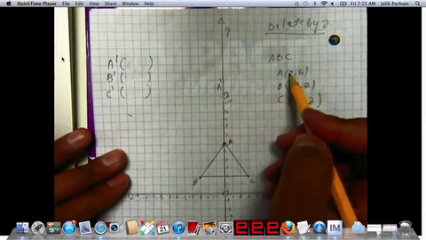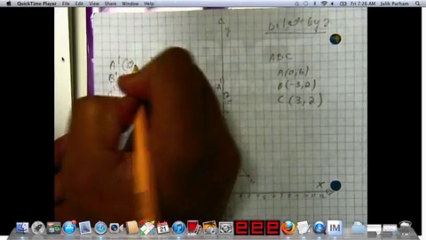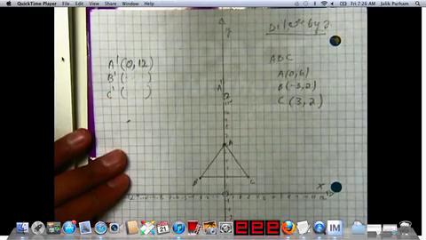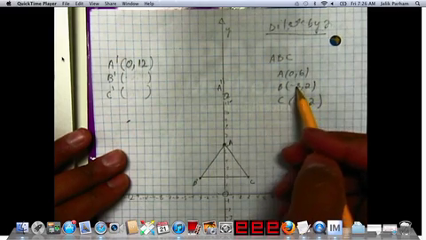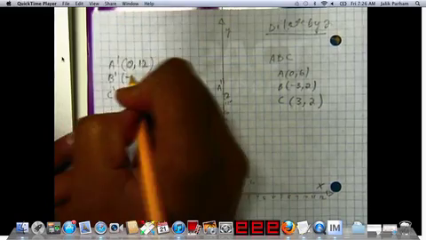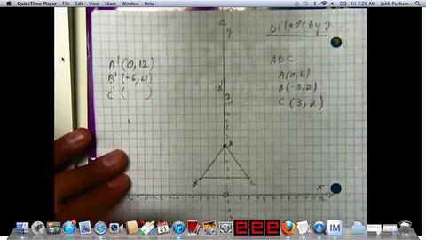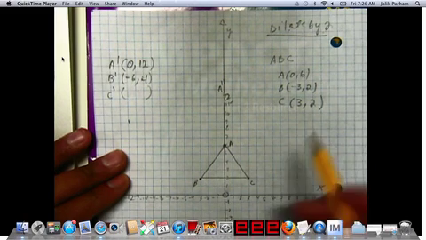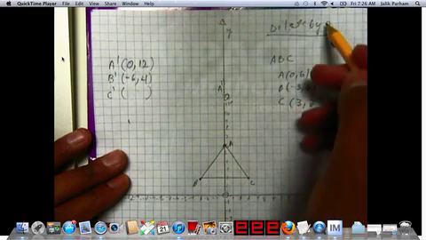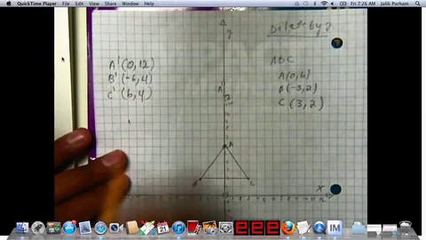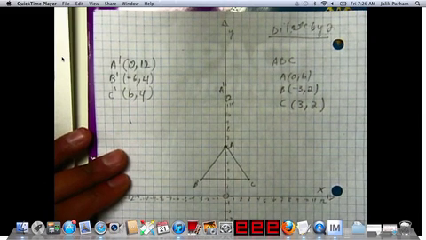Okay, 0 times 2, 0. 6 times 2, 12. Done with A prime. B, -3 times 2, -6. 2 times 2, 4. Done with B prime. And finally, C prime. 3 times 2, 6. 2 times 2, 4. You have your coordinates. That was the hardest part.